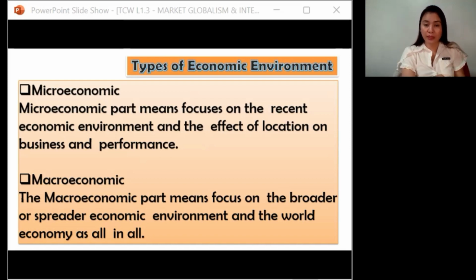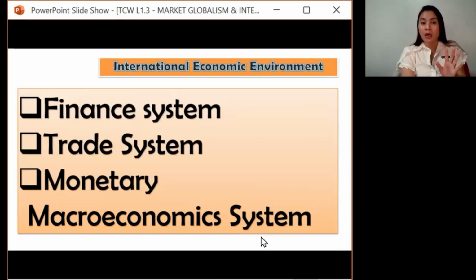Now let's move forward and talk about the international economic environment. These are the finance system, trade system, and monetary macroeconomic system. When we say finance system, this is at an international level, obviously. The international finance system explains and researches the spread of money over the international financial markets and also the impacts of the exchange rates.